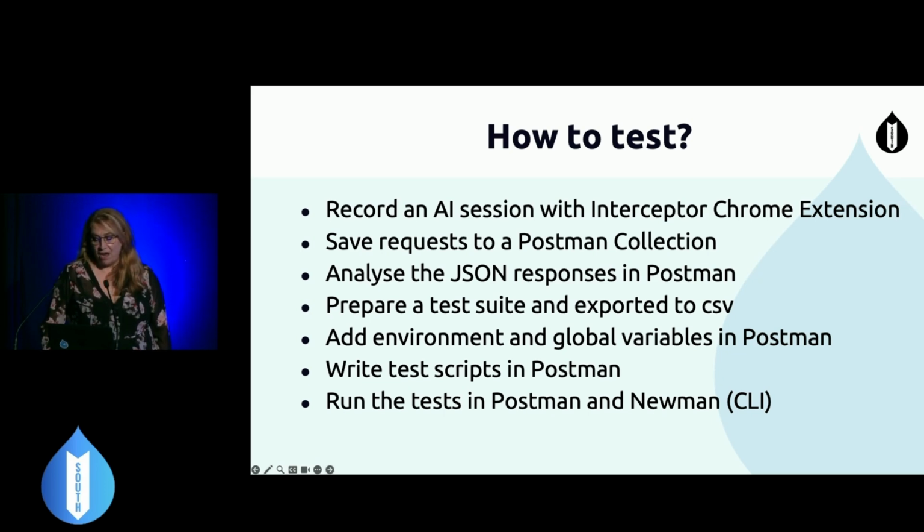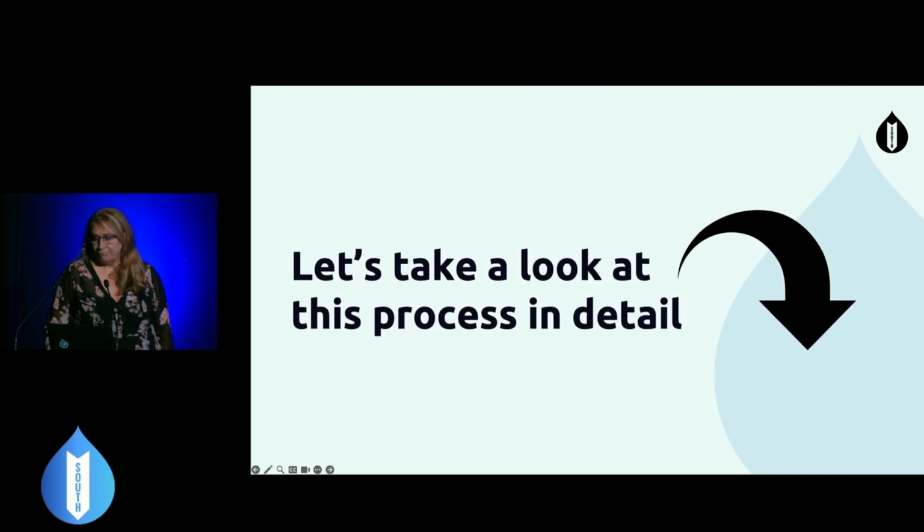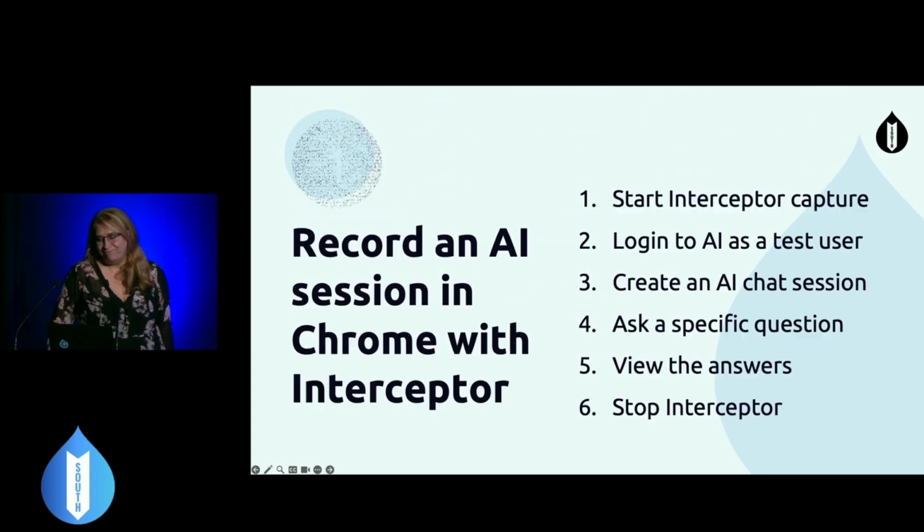We recorded an AI session in Chrome using a Postman interceptor extension. We saved the request to a collection in Postman, and we analysed the JSON responses to those requests. We prepared a test suite as a CSV file, and then added variables and test scripts in Postman. Then we ran the test in Postman and then later in Newman on the command line. Let's take a look at this process.